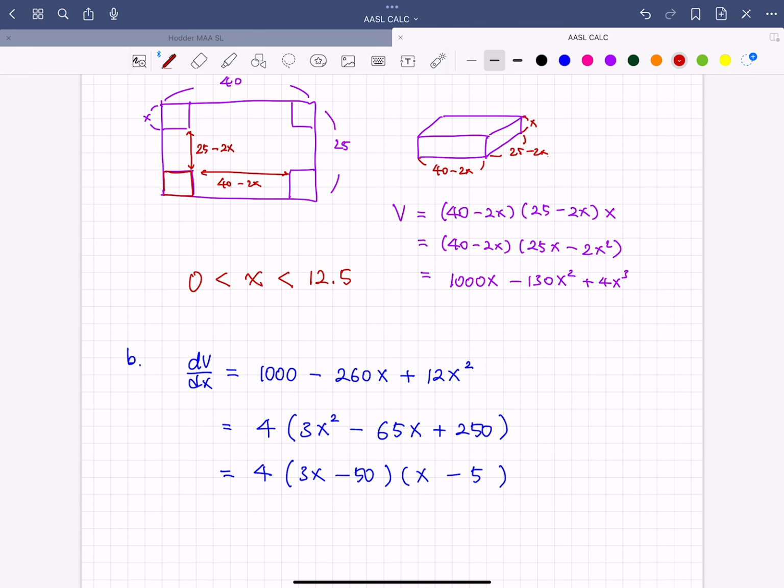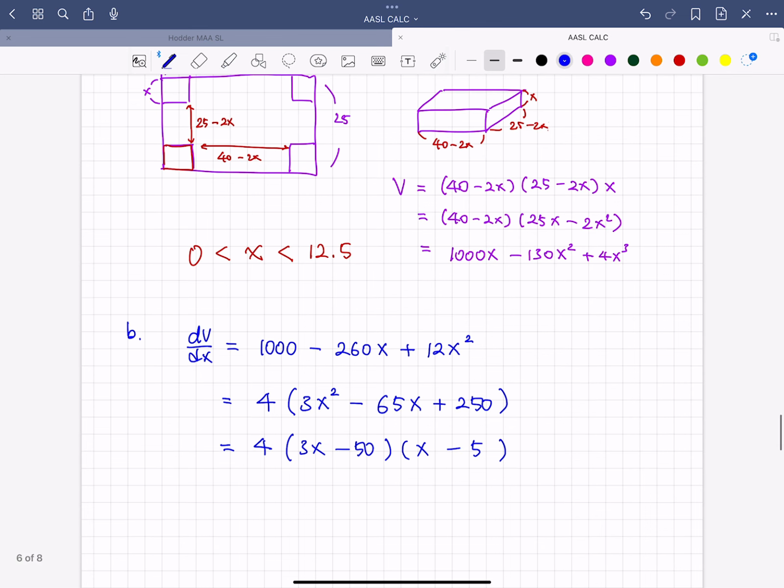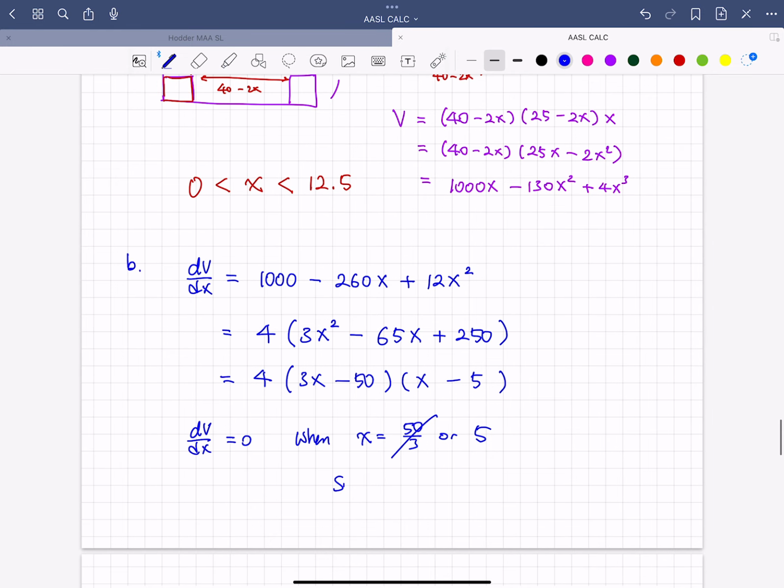And coming back to part B, when is dV/dx equal to 0? When x is 50 over 3 or 5. But 50 over 3, that's more than 20, right? So that can't be it. Since x is 5, okay.